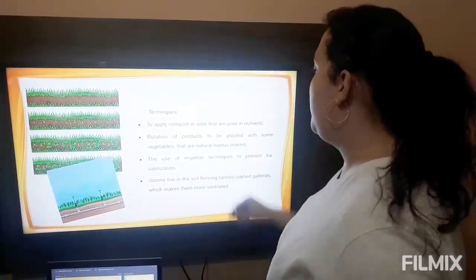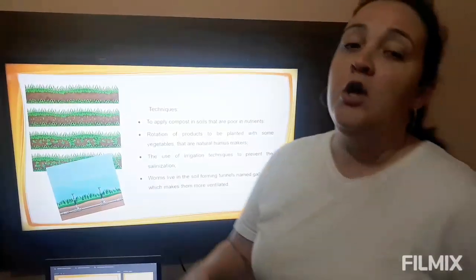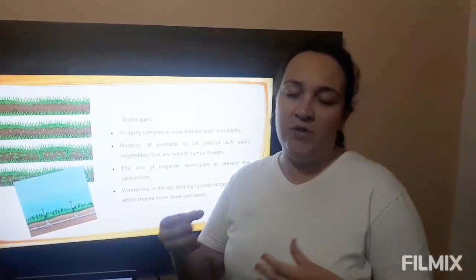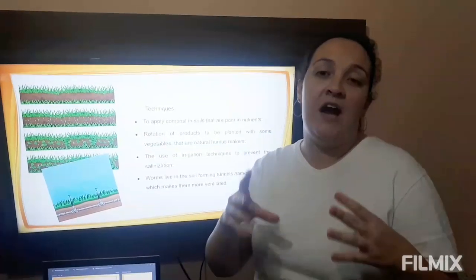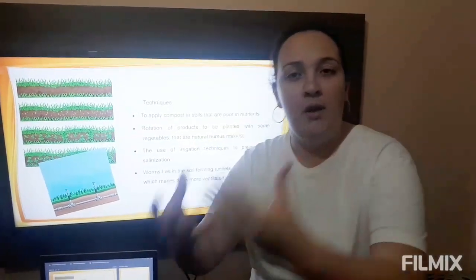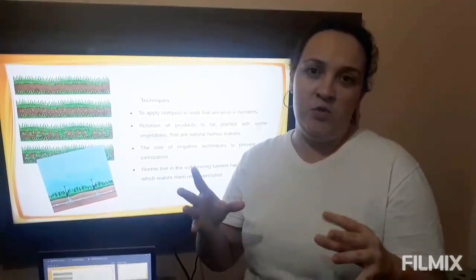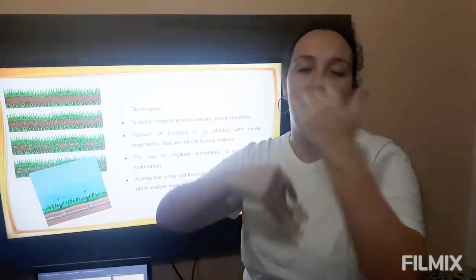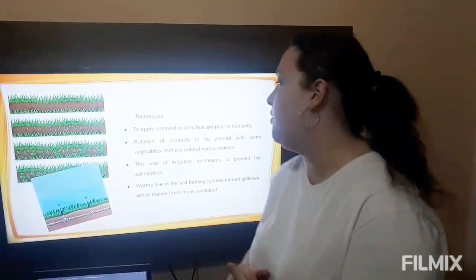The rotation of products to be planted with some vegetables that are natural humus makers. So what happens? There are some places where the farmers put kinds of vegetables that are very rich. They naturally make the dirt with more humus. So they plant these kinds of vegetables, then they plant something else. Then they plant vegetables again to put more nutrients in the dirt, then they plant something else. And then they do this rotation to make the soil better.